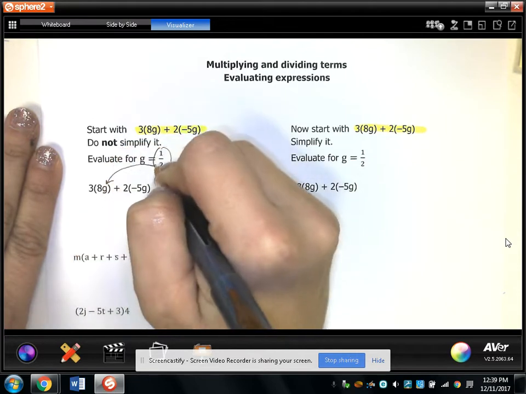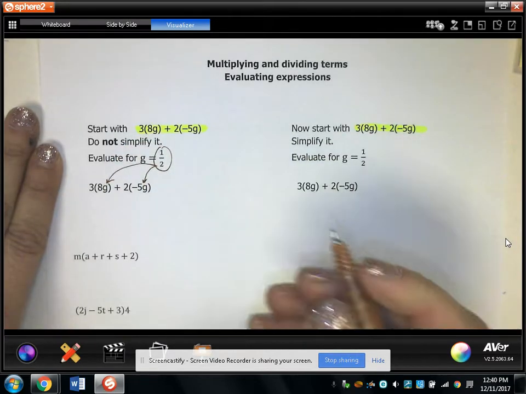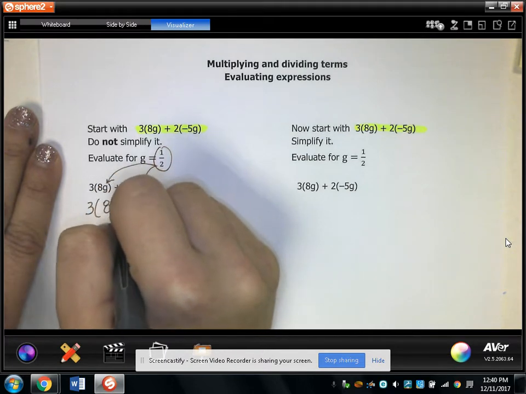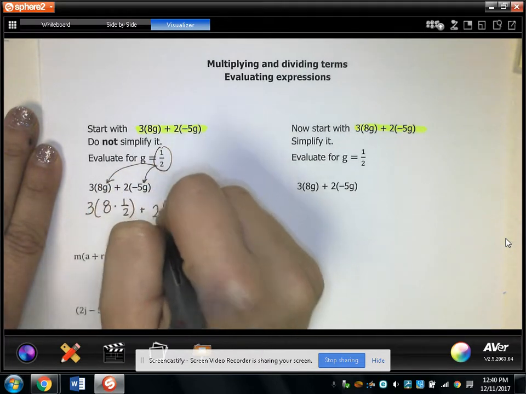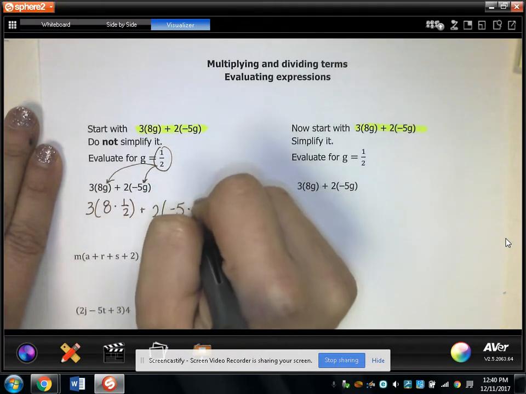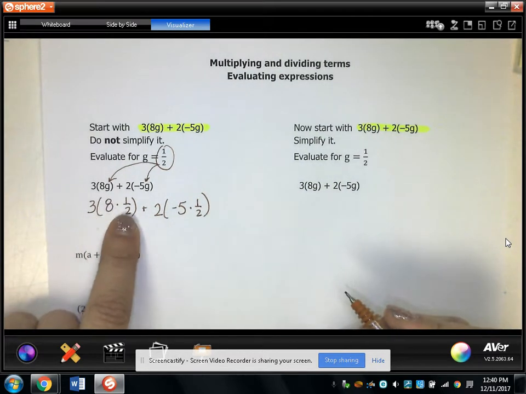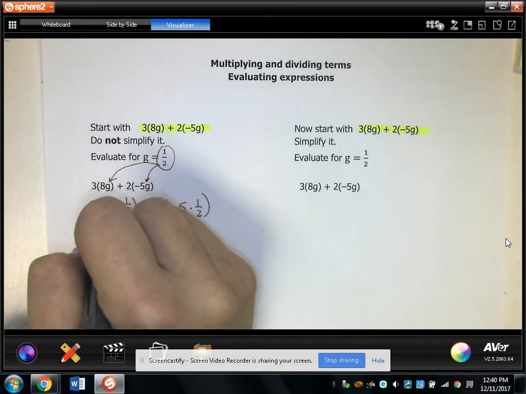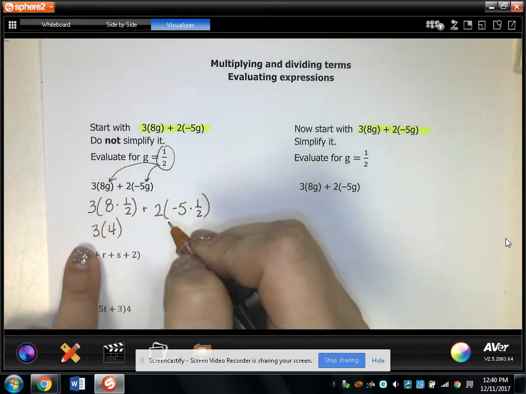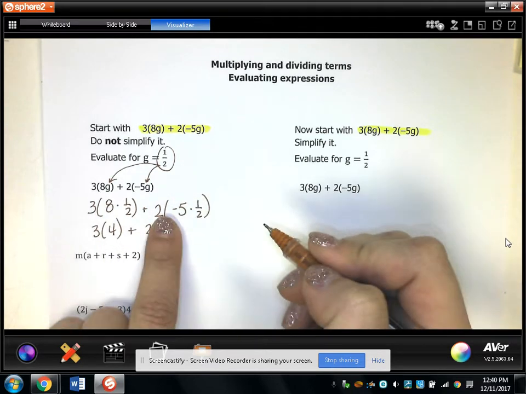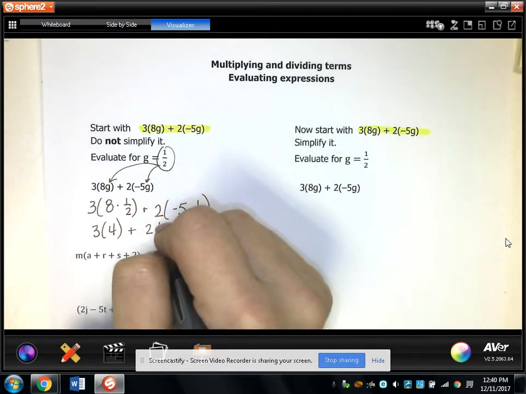That means I'm going to plug in 1/2 every time I see g. So that's going to be 3 times 8 times 1/2 plus 2 times negative 5 times 1/2. All right, so let's see, 8 times 1/2. That's 1/2 of 8 is 4. So this is 3 times 4 plus, let's see, 2 times negative 5 times 1/2 is negative 5/2.